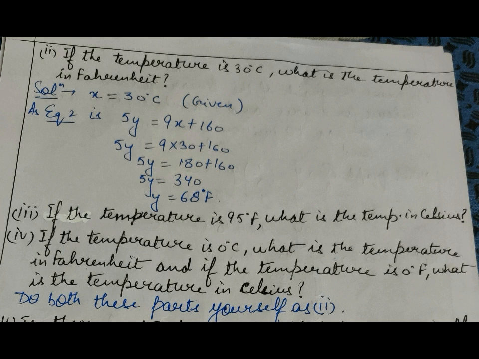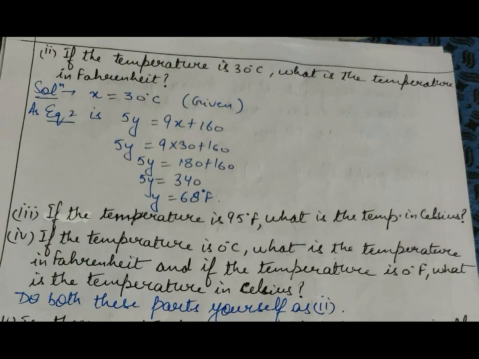Now come to the third part. In the third part, if the temperature is 95 degrees Fahrenheit, what is the temperature in Celsius? In the fourth part, if the temperature is 0 degrees Celsius, what is the temperature in Fahrenheit? And if the temperature is 0 degrees Fahrenheit, then what is the temperature in Celsius? You can do both these parts yourself as I have done in the second part. Do it yourself and consider it as homework.